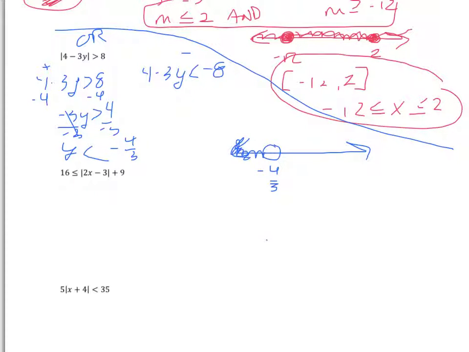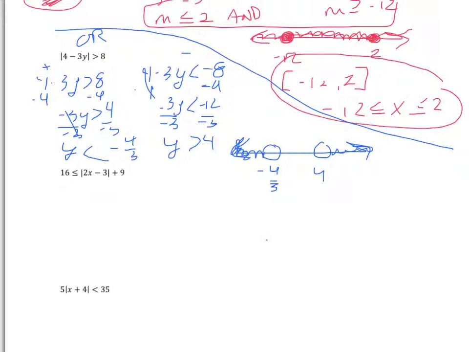Okay, solving this one, subtract 4. And those cancel, we get negative 3y is less than negative 12. Divide by negative 3. Now once again, we want to flip the direction of the sign. That gives us y is greater than, flipping the sign, 4. So put a circle at 4. Shade off to that.